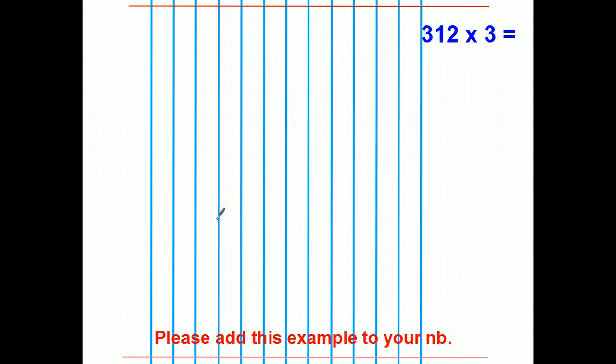All right, so let's kick it up a notch. This one's mine, and I'll show you what to do with it. 312 taken 3 times. Well, not a whole lot different. I'm just going to put my hundreds, my tens, and my ones. And I'm going to multiply times ones, because I'm just multiplying times 3. There we go. So the first 2 steps aren't going to change.